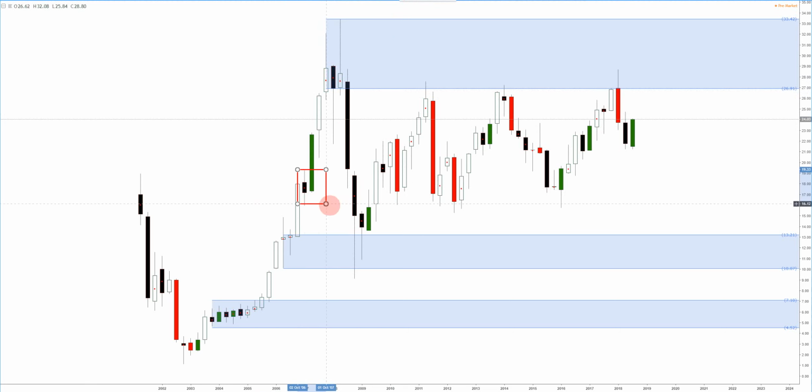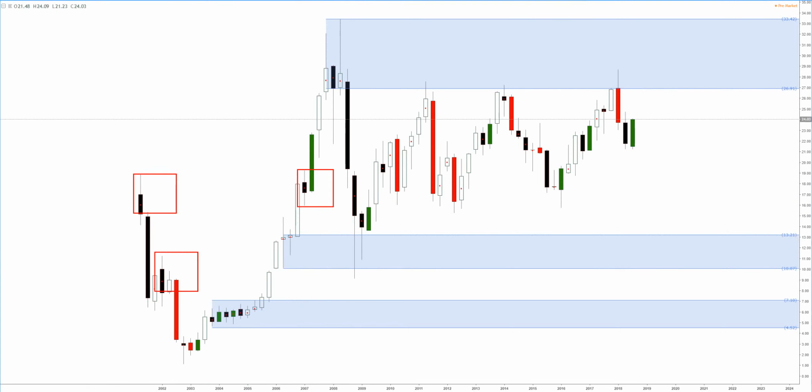I'm going to draw it like this. And then I'm going to draw this one as well, eliminate it. I'm going to use hollow rectangles to show those have been eliminated. Okay, so this is what we have. An area of demand here.